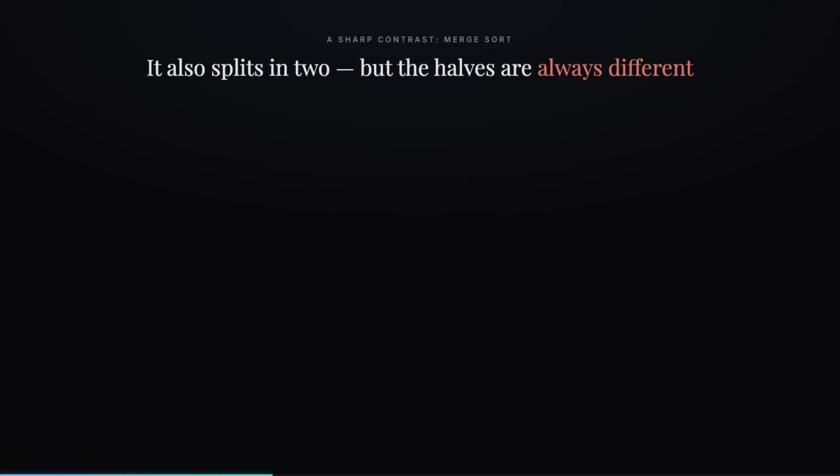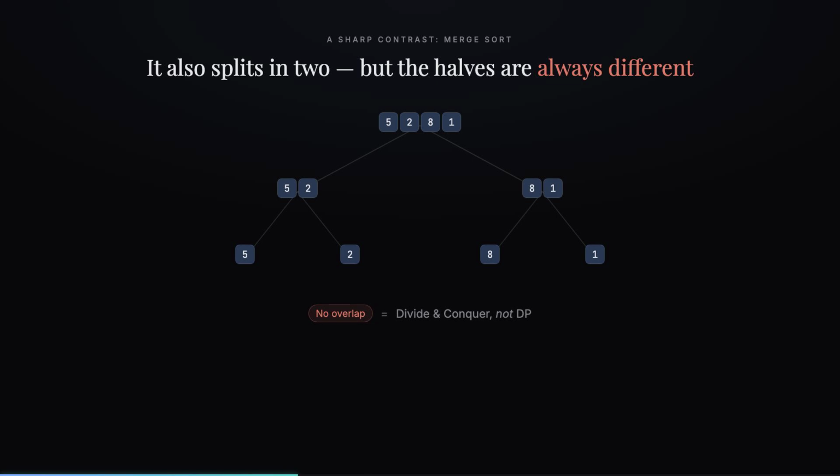Here's a sharp contrast. Merge sort also splits a problem in two, but its halves are different every single time. There's no overlap. That's divide and conquer, not dynamic programming. Overlap is the key. The second pillar is optimal substructure.